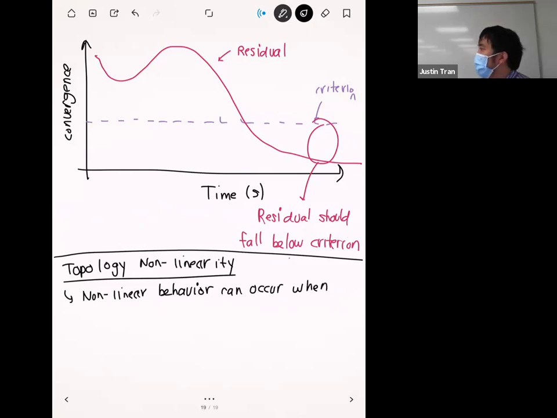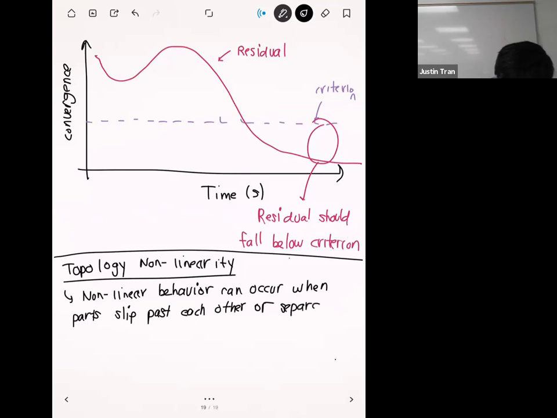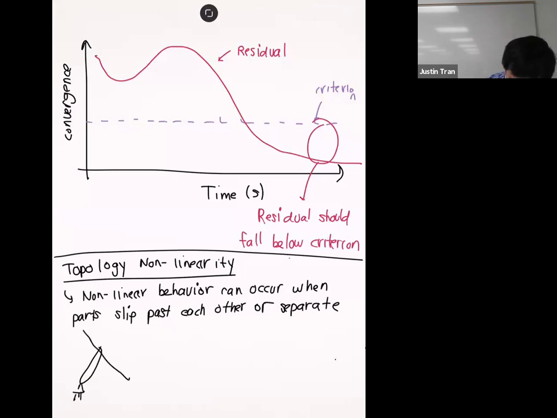And so just like we say at the beginning, nonlinear behavior can occur when different parts either slip past each other or otherwise separate. All right, and so, just to give you an example, let's say that we have a 2-rod system. Let's say that we have a rod like this, and this is supporting another rod like that.